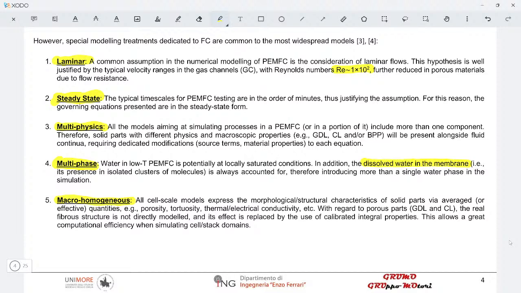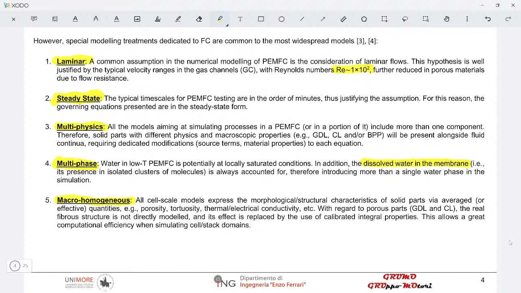So can we actually remake that? Yeah, sure. The question of your colleague, which I'm repeating for the students attending here in presence, is whether we can apply this type of macro homogeneous models also to the electrodes. So the electrodes, I mean the catalyst layers, for instance, which are highly porous in nature, but where the electrochemical reactions really develop.